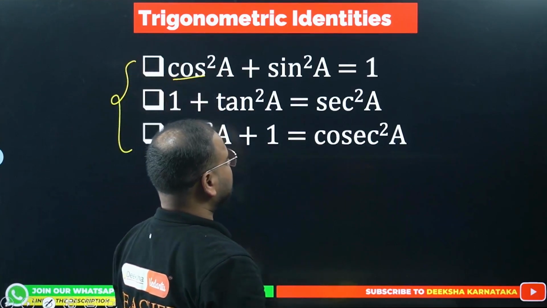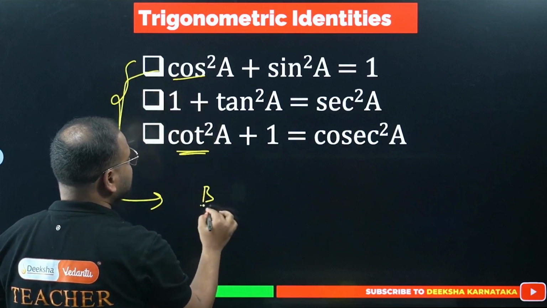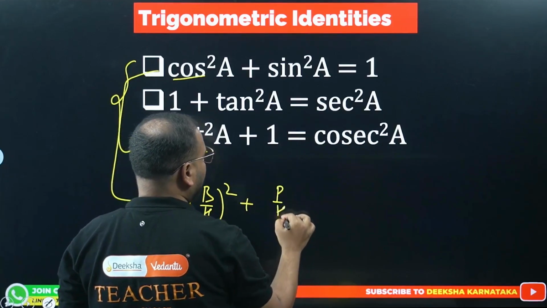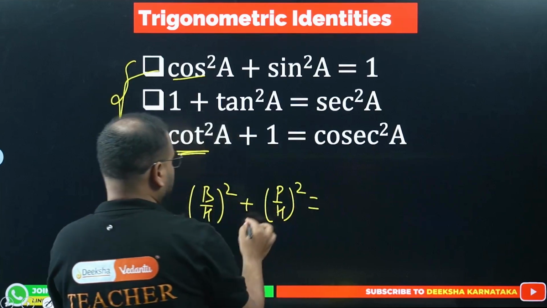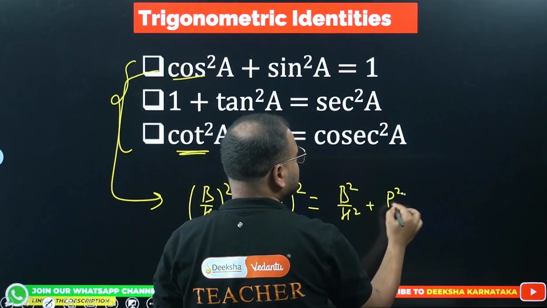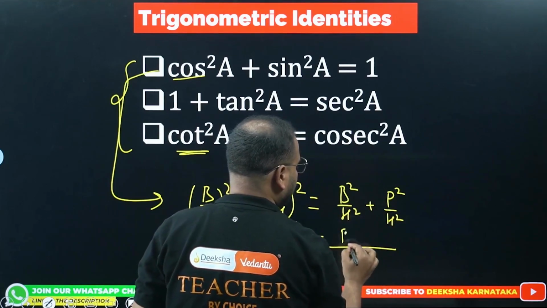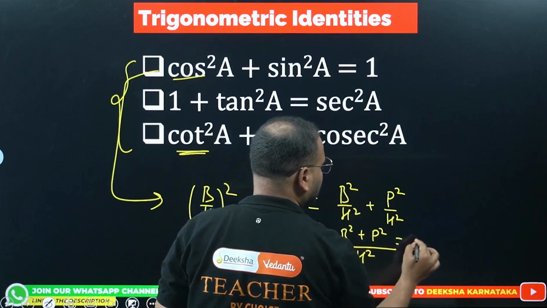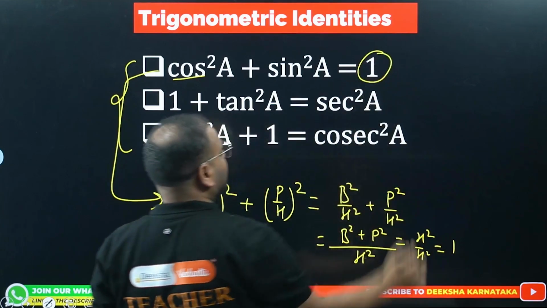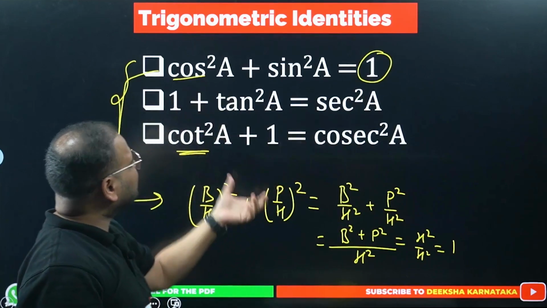How do we get the first one? Look here. Cos is nothing but base by hypotenuse, squared. Sine is nothing but perpendicular by hypotenuse, squared. Sum of it: b square by h square plus p square by h square. Take LCM h square: b square plus p square by h square, answer is h square by h square, which is 1. Simple. You can use p and b also, but this is easier.